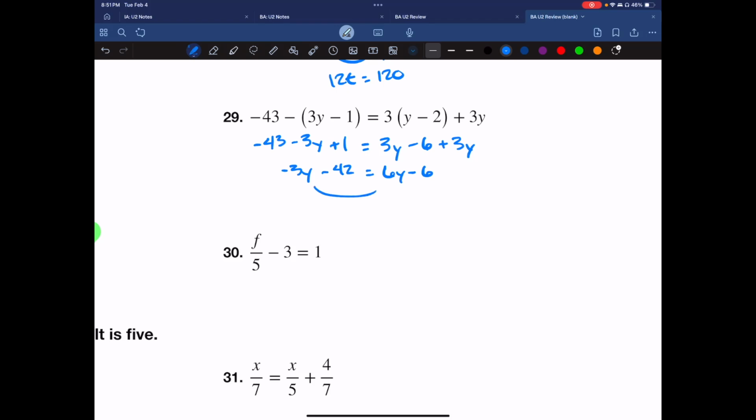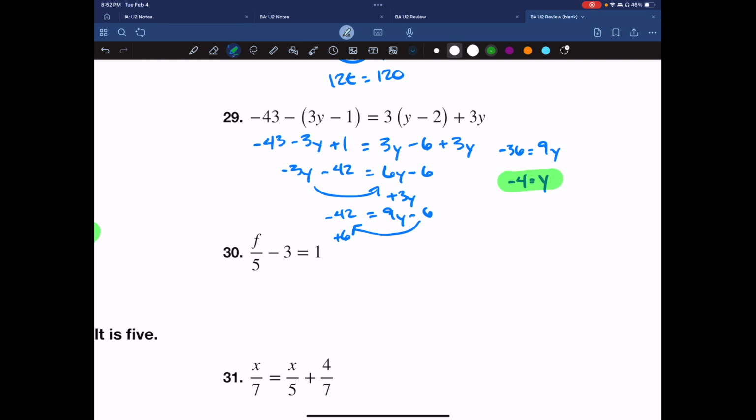Okay. So let's do this. I'm going to add 3y. So -42 equals 9y minus 6. Add 6 to both sides. It's going to be 9y equals -36. So that's going to be y equals -4. Okay. 30.